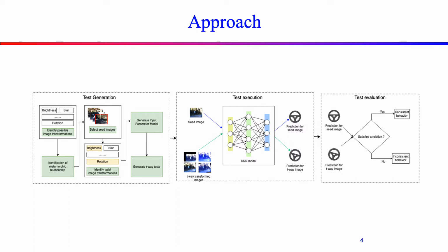In the final step, based on the input parameter model, we generate an abstract T-weight test set. Then we derive the concrete test set, that is the synthetic images, by applying the T-weight image transformations to the seed images using the OpenCV framework. The synthetic images are used to test the DNN models. This approach is applicable for DNNs that take an image as an input and output a prediction.